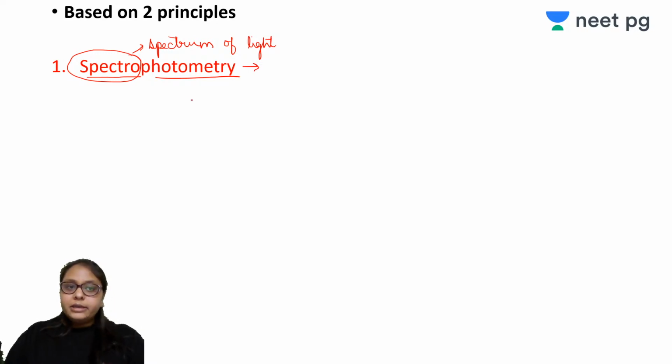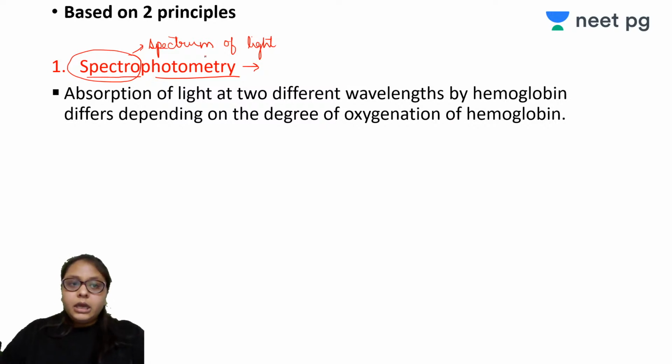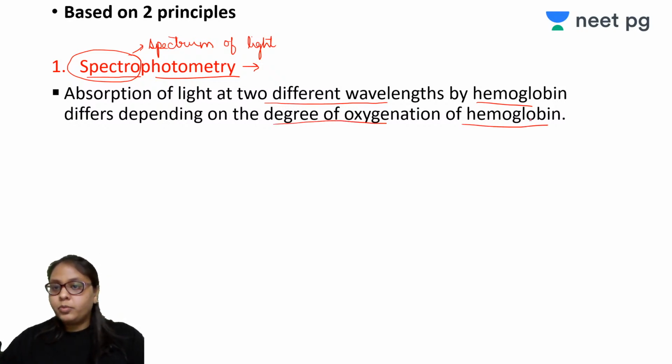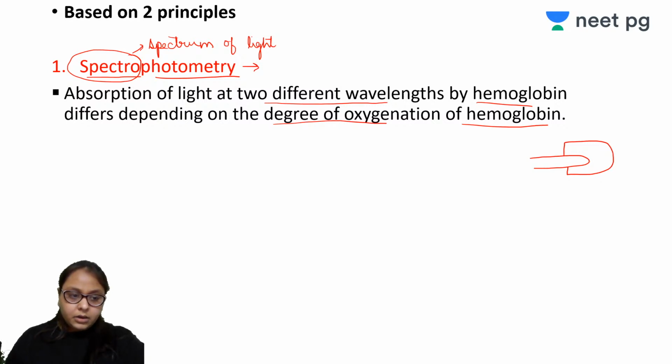So what the pulse oximeter does is, there is absorption of light at two different wavelengths by hemoglobin. It depends on the degree of oxygenation of hemoglobin. Now what does this mean? Let's see it with a diagram. This is a finger, and against it I have applied a pulse oximeter.